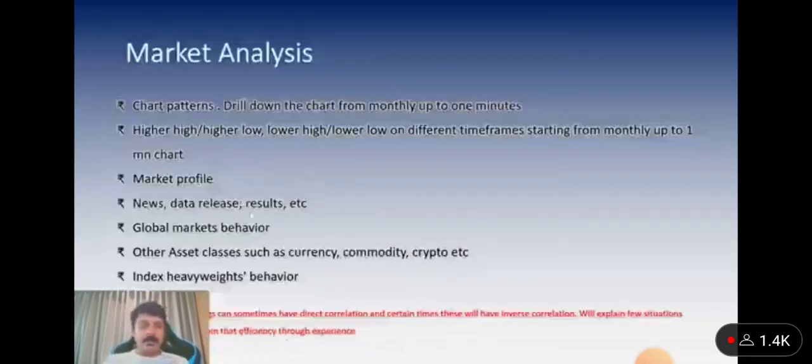Besides data releases and news, there is global market behavior. Global market behavior is most important when there are global events, like war news, Fed events, or some unexpected news. Those times, the global market behavior is very important. But for day-to-day, tick by tick movement, I suggest not putting a lot of focus on the global market. Not like, okay, Dow is falling so our market will fall. No. Dow is rising so our market will rise. No.